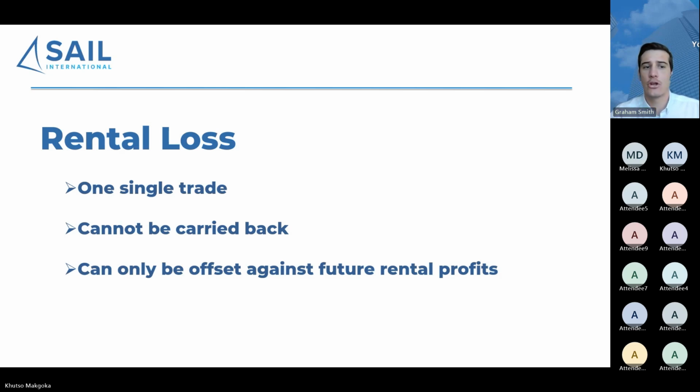And you cannot create a loss in a nominal lease. A nominal lease is a lease that is below market value. In that case, you can only claim expenses up to income, and that is where it stops and no loss can be created.